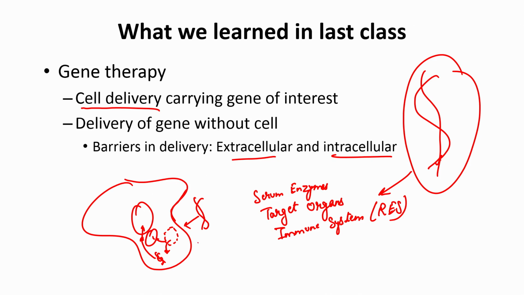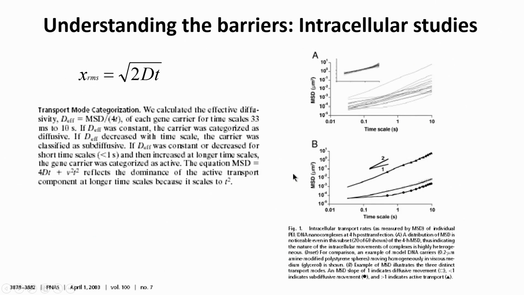Nonetheless, it is not as bleak as it seems. People use it all the time, and from the literature reports and experiments, it does seem that you can get gene delivery into a cell despite all these barriers, and that is what we are going to discuss today. So, let us understand some of the barriers.